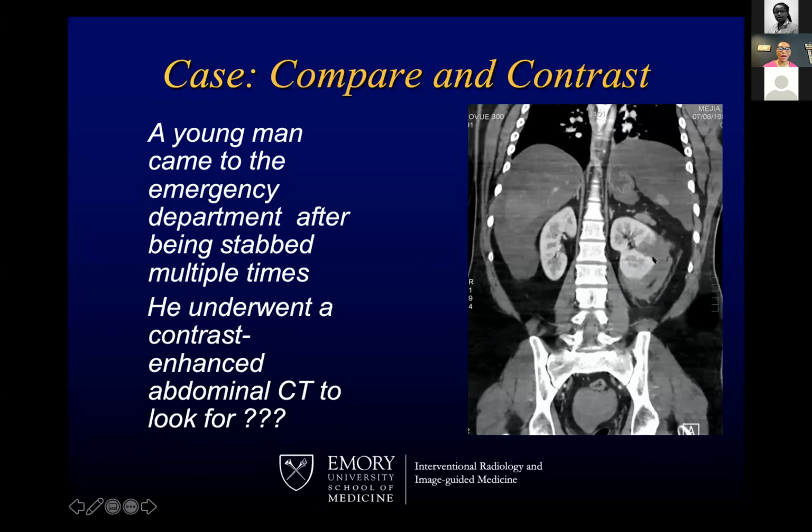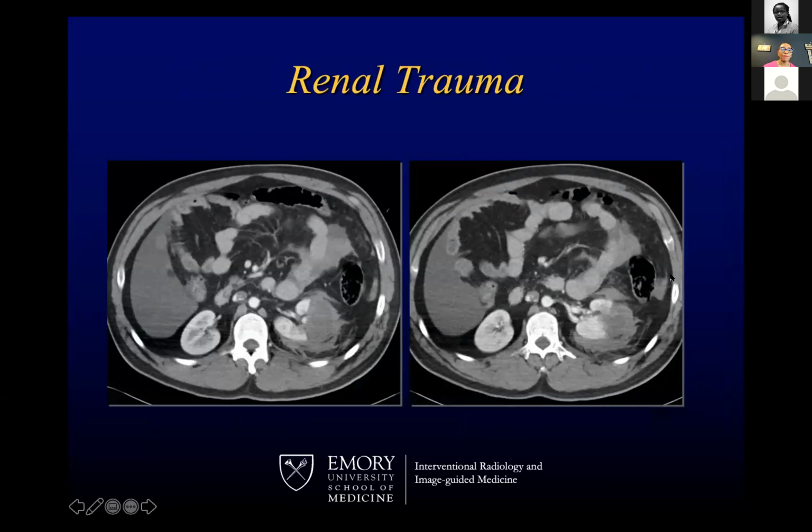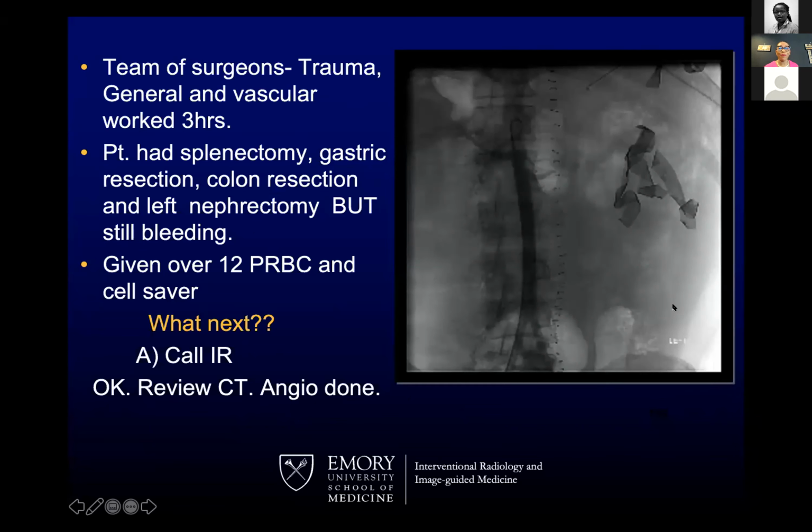Here you can see a lot of blood around that left kidney. Again, axial imaging showing that renal injury. The patient was taken to the operating room, and they worked for 3 hours just to try to stop the bleeding. And they took everything that was in that left side of the body because it just kept bleeding.